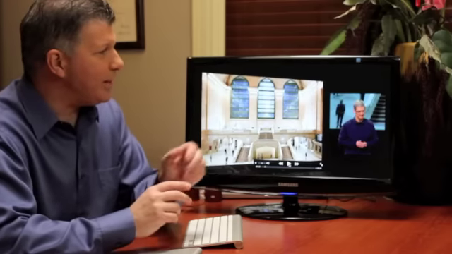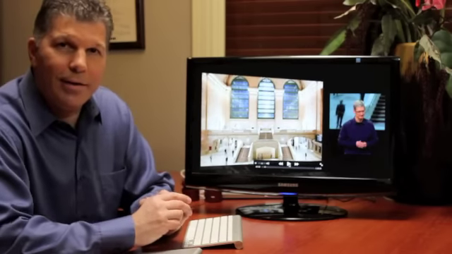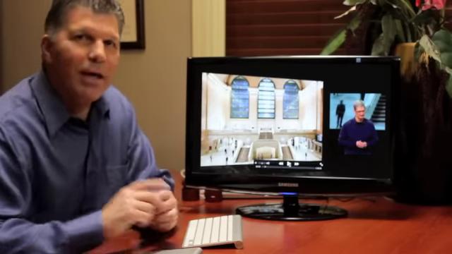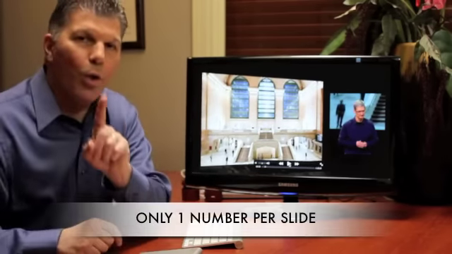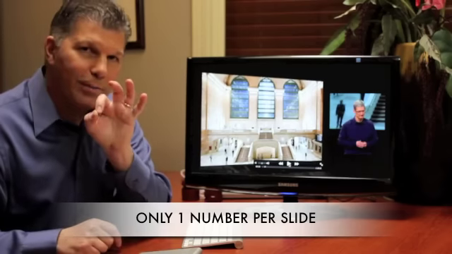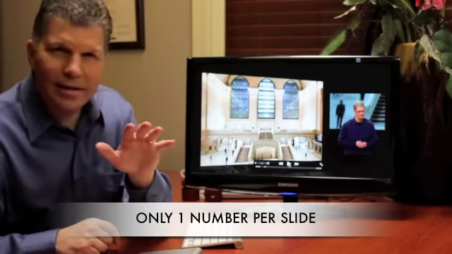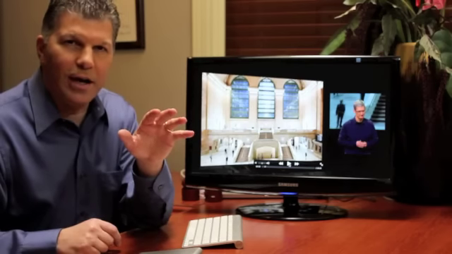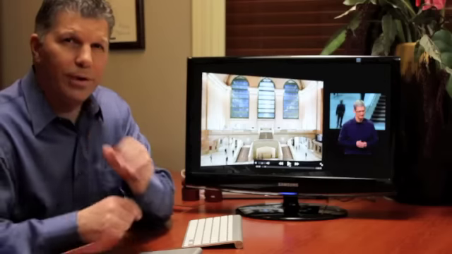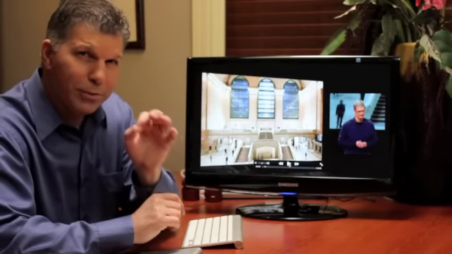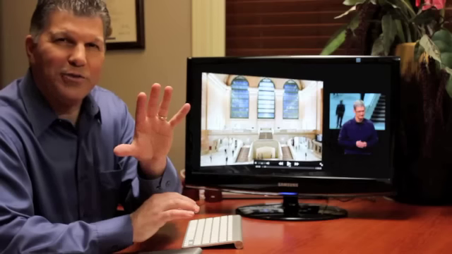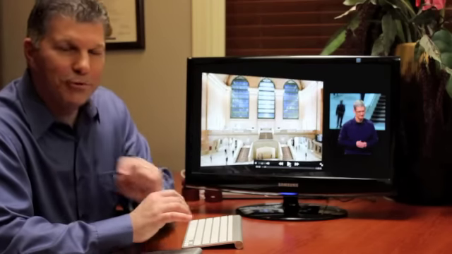So, three key takeaways from the new iPad presentation. Number one, put only one number per slide, the key statistic that you want people to take away. It's a great technique. You don't have to use it all the time, but every once in a while during your presentation, you have one number you want to deliver, one memorable statistic, just put that on the slide. So one key statistic per slide.